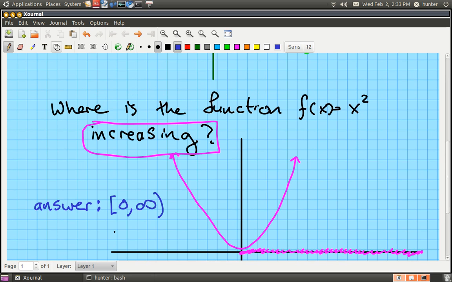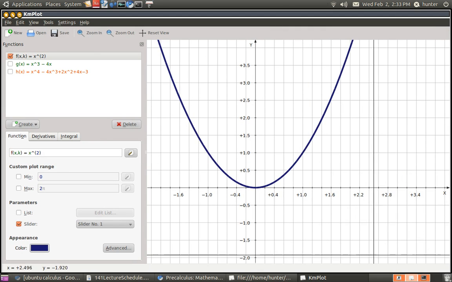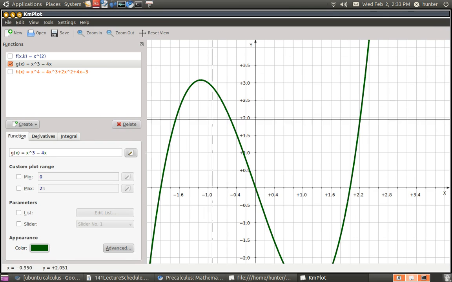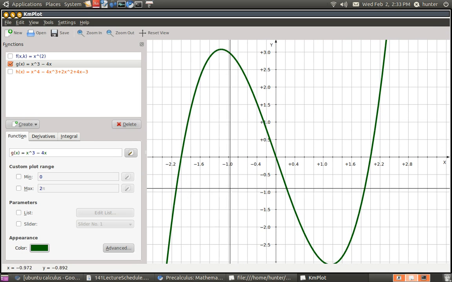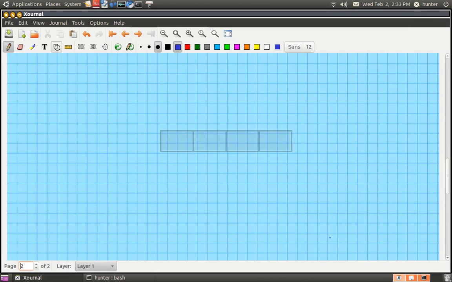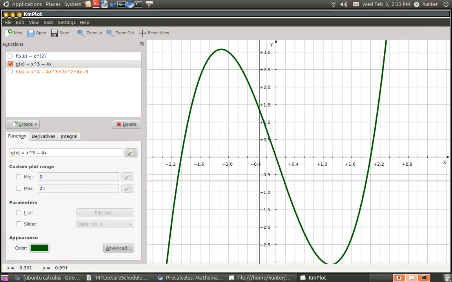So now that we've done that for x squared, let's do it for another function. Okay, so maybe I can make some space here, and let's go back and look at the calculator. Alright, so let's turn off the parabola and turn on this other function. And this one is kind of more interesting looking, right? So this is the function x cubed minus 4x. So let me write that down. So what we're looking at now is the function f of x equals x cubed minus 4x. Okay, and so the graph of that thing is right here.